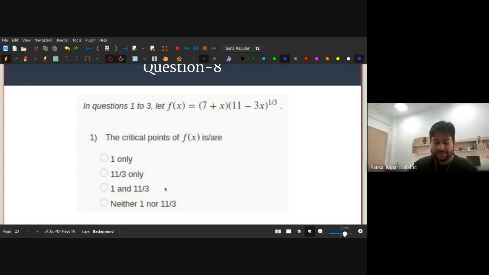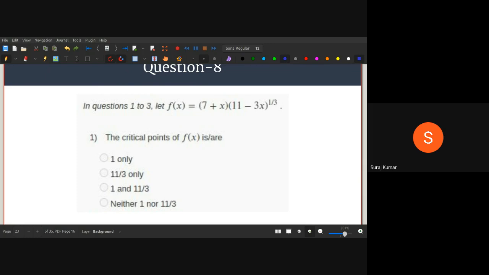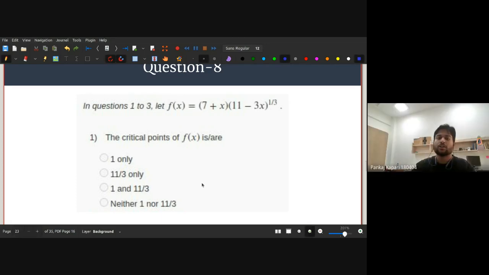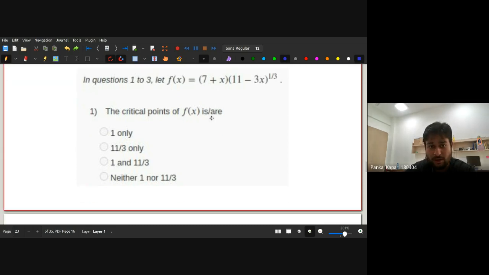Okay, so let's move to the next problem. Here again, for the next three problems, our function will be the same. So this will be our function for these next three problems. Again, we have to find out what the critical points are, its behavior, where it is increasing and decreasing, and what the nature of the critical points is, if they are points of local maxima or local minima.